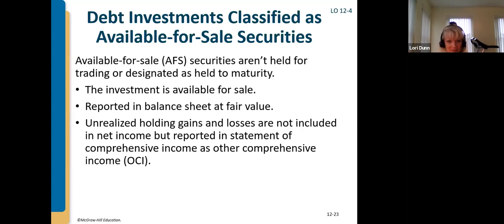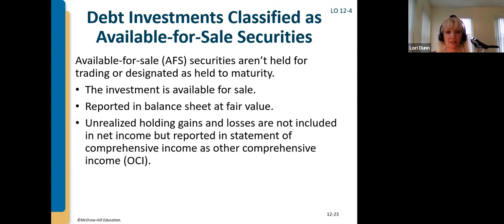Available for sale. So you're going to hold it longer than sell it quickly, but you're not going to hold it till it matures. We say this investment is available for sale. It may or may not be sold. These are reported in your balance sheet at fair value, just like trading is. You will also measure an unrealized gain or loss between the carrying value of the bond and its fair value. But that unrealized gain or loss is not reported on the income statement.